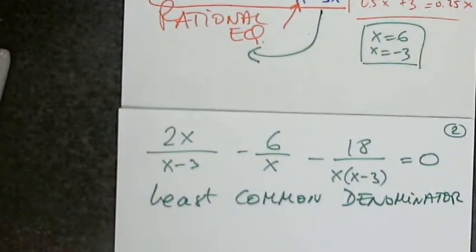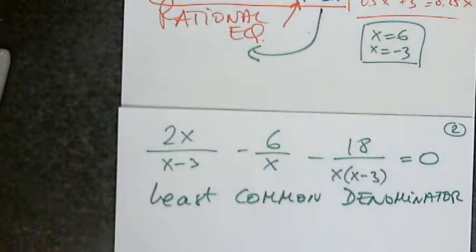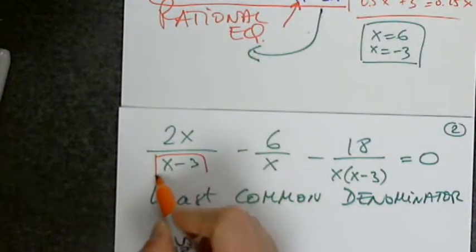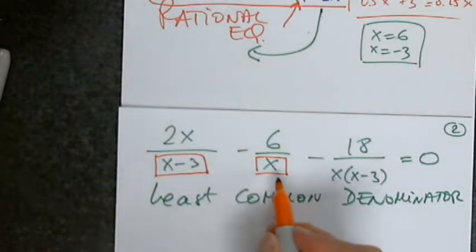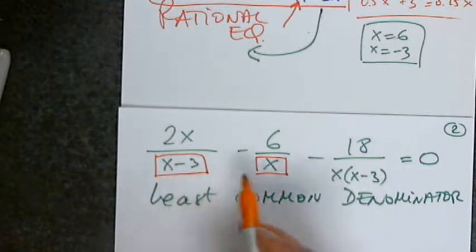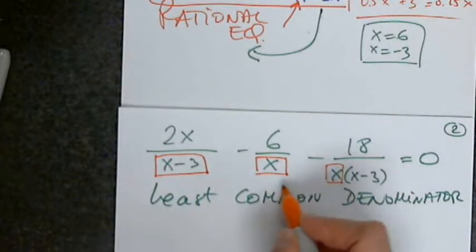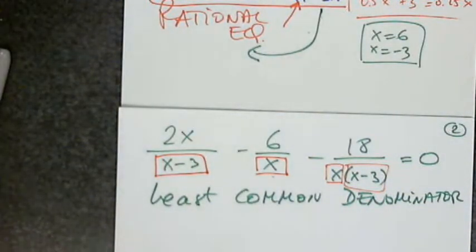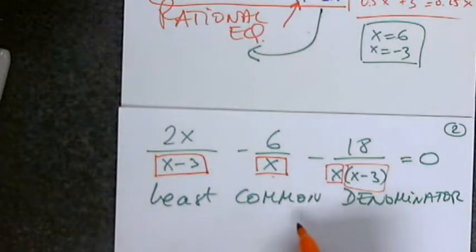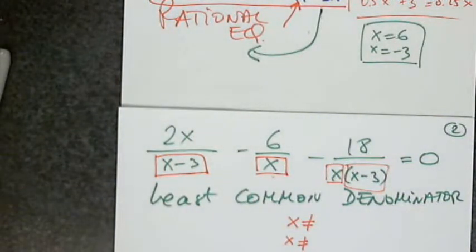Good. Before I find the least common denominator, I notice a few things. Number one, this is a factor, and this is a factor, and number two, they have nothing in common. So there are two different factors, and they have nothing in common. Number three, I will have to state two restrictions, one restriction for each different factor.